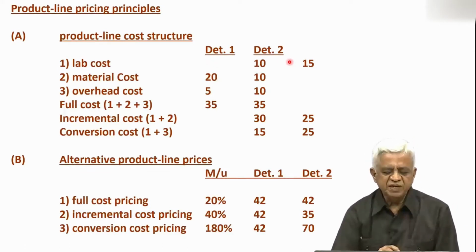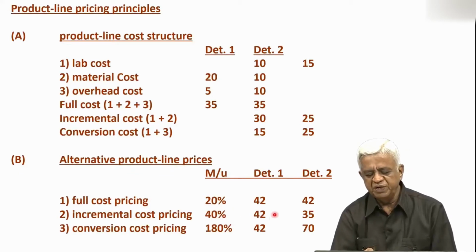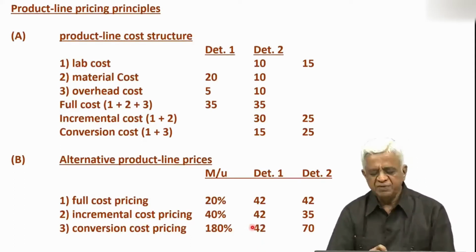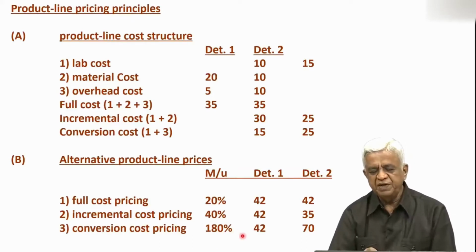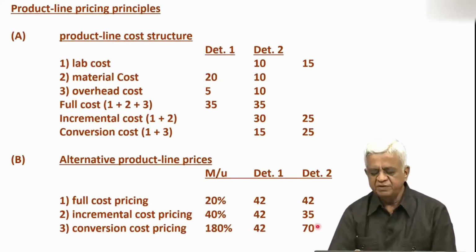So, if you look at the incremental cost pricing, when you do this at 40% markup, detergent 1 becomes 42, detergent 2 becomes 35, that is detergent 1 becomes 7 rupees more compared to detergent 2. Suppose you adopt the conversion cost pricing and you do a markup of 180%, then what is going to happen? Detergent 1 will become 42, detergent 2 will become 70.